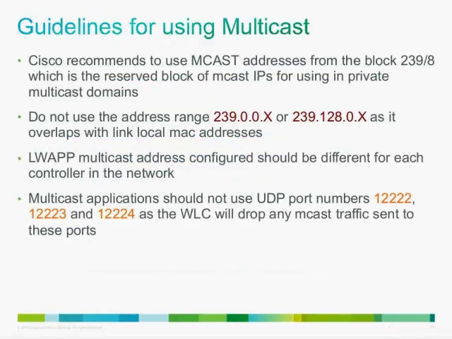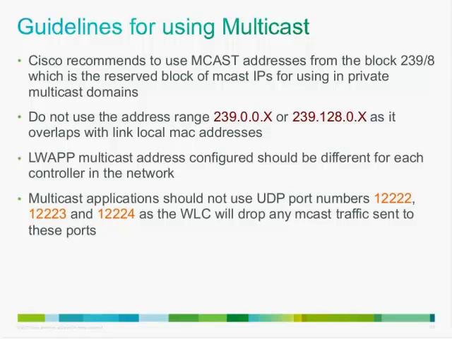Before we look at the configuration of multicast on controllers, we would like to check some of the basic guidelines that we should keep in mind before we configure multicast. Cisco recommends using multicast addresses from the block 239.0.0.0. This is the reserved block of multicast IPs for use in private multicast domains. Within this range, we have to make sure we do not use the addresses 239.0.0.x or 239.128.0.x, as these addresses overlap with link local MAC addresses, and using these addresses might cause the multicast traffic to get flooded out of all the switch ports.